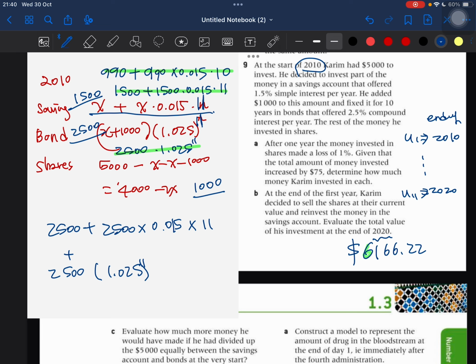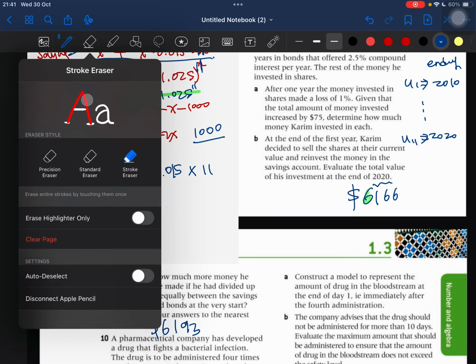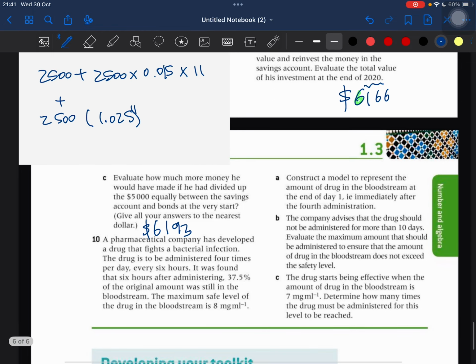So let's see. This is 2,500, and if he made it from the beginning, like in this strategy, this plan, then he would get $6,193. Because it asks us to answer with interest to the nearest dollar, the answer is 6,160.